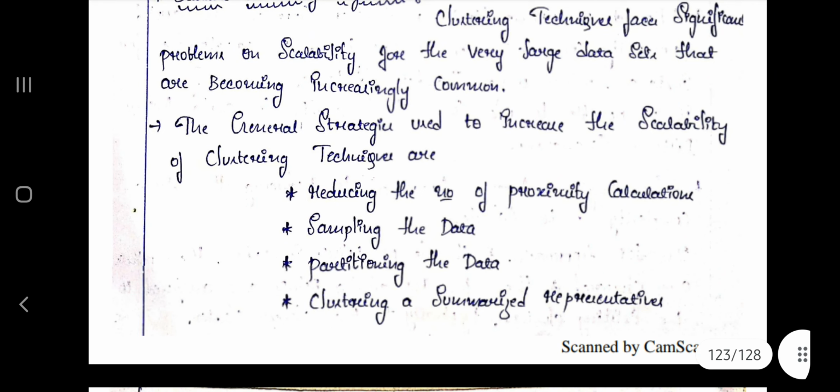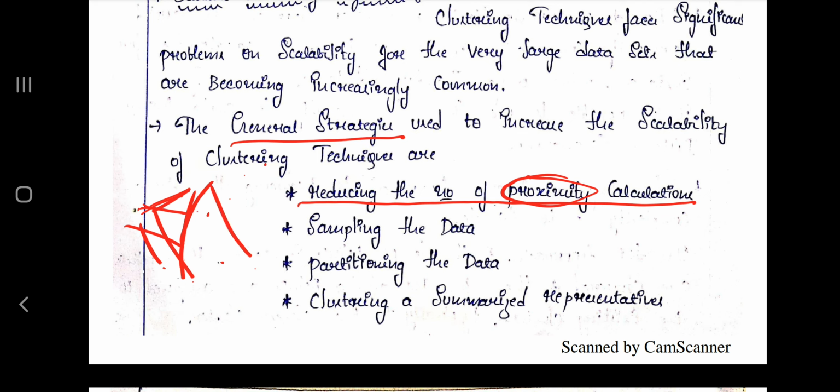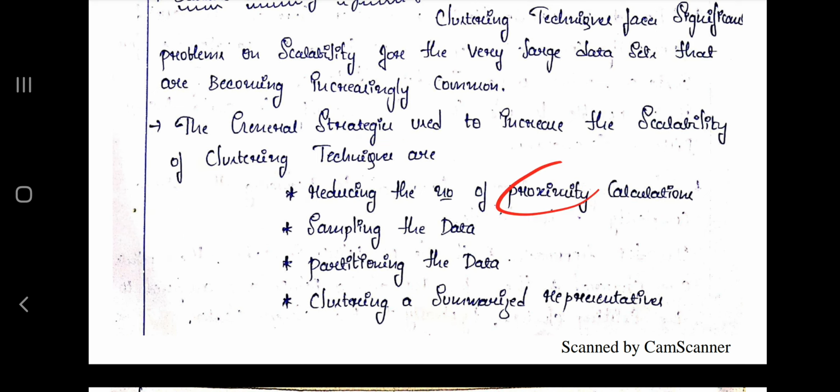Two things we'll be learning, CLIQUE and BIRCH. Before that you need to know the second key point: what are the general strategies? Reduce the number of proximity calculations. Proximity means closeness. If there are a large number of data points and you try to calculate the distance between this two, this two, and then for this point with all, it will take a lot of time. That's the first key point why large scale algorithms are hard and time consuming. We are calculating proximity for all. If it is small data you can easily calculate, but for large data points, proximity becomes a very big issue.